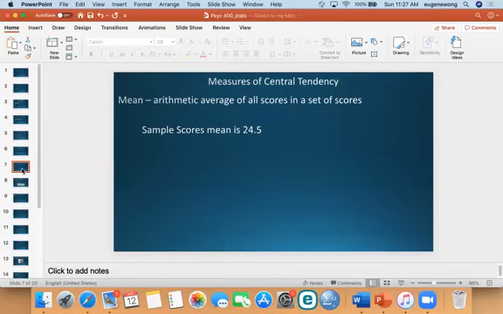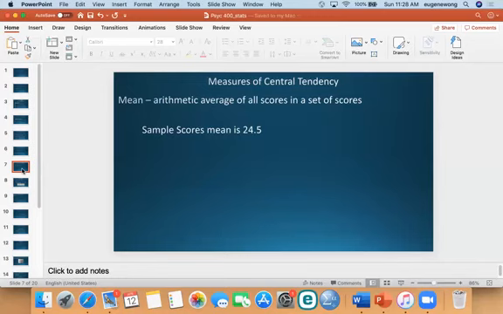I just add up all the scores, divide by the total number of scores, and I should get a value of 24.5. Well, with the mean, I've accounted for every single score because I added up every single score, then divided by the total number of scores. So in that sense, this one score in this example, 24.5, is representative of all the individual scores, but I'm only reporting one number.